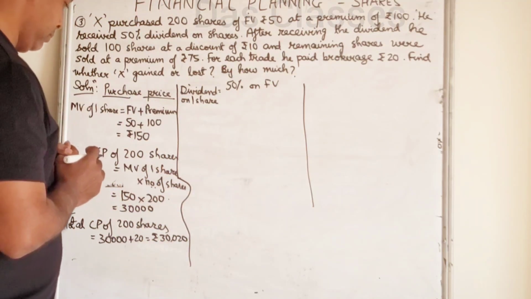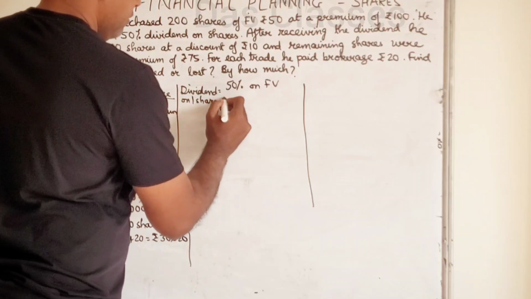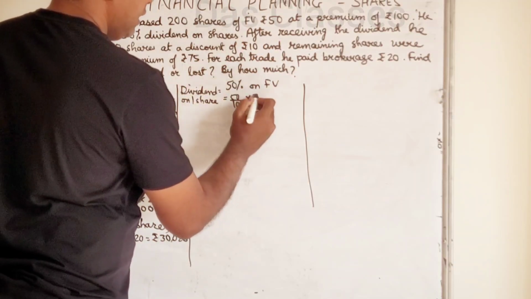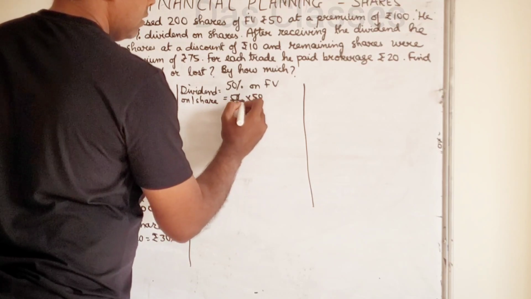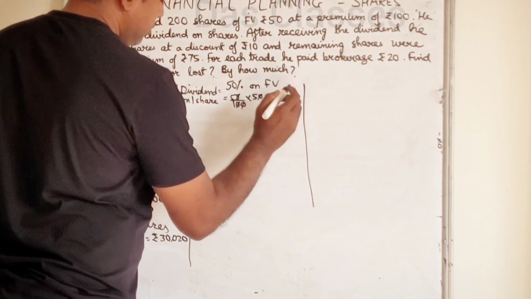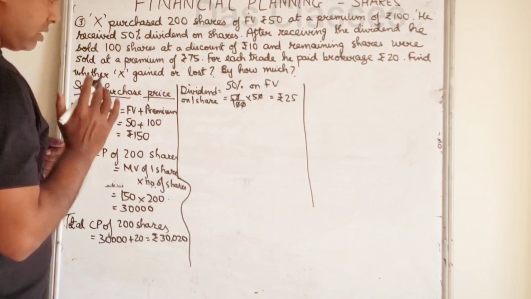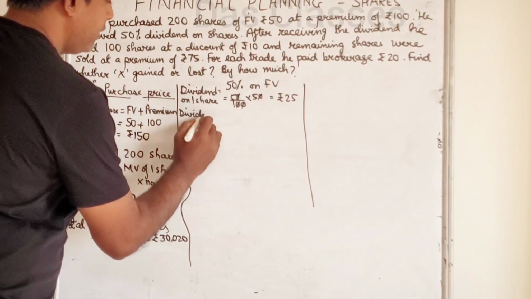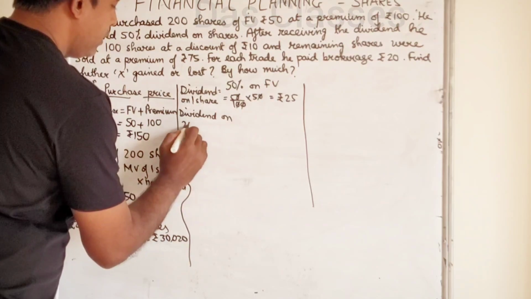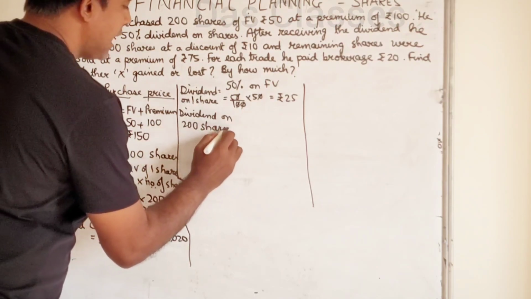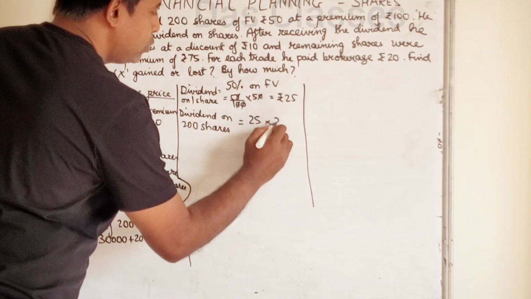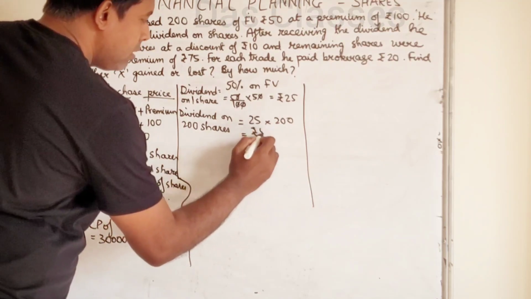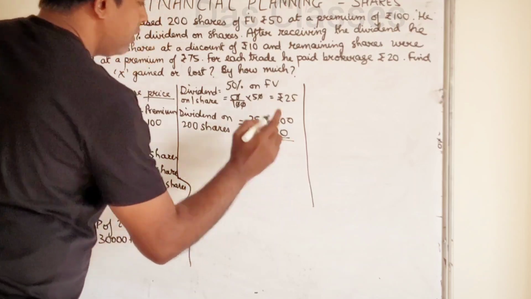So 50 upon 100 into face value of one share, which is 50. So that comes to 25 rupees. So he receives 25 rupees as dividend on one share. Now he has received dividend on 200 shares. So that's going to be equal to 25 into 200. That is, he has received 5,000 rupees in the form of dividend.